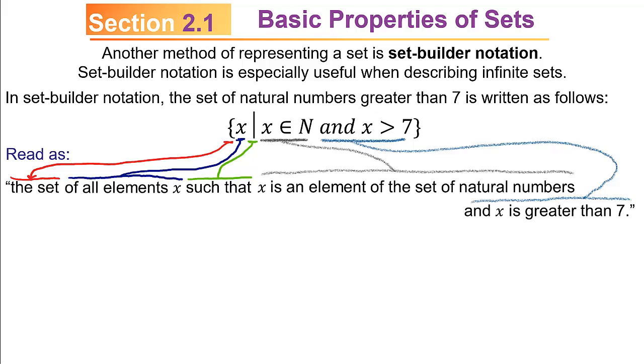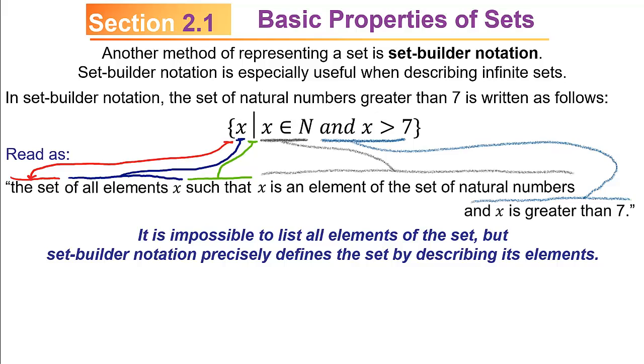So you move across from left to right. The opening brace is read "the set." The x is read as "of the set of all elements x." The vertical line is read "such that," and you just keep reading across.